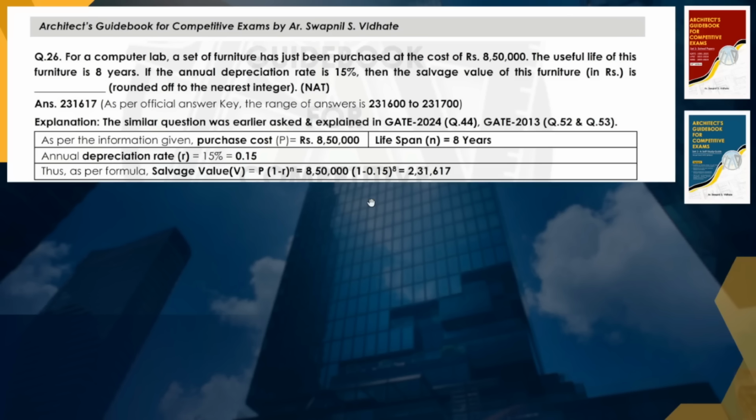As per the official answer key, the range of answer was 2,31,600 to 2,31,700. So you can check that our answer is in between the range. You will get full marks for this numerical answer type question.